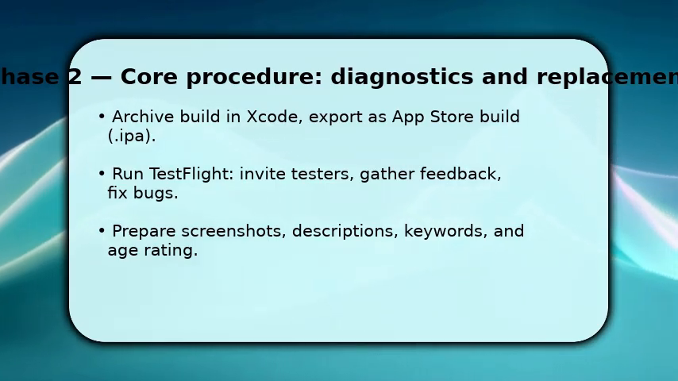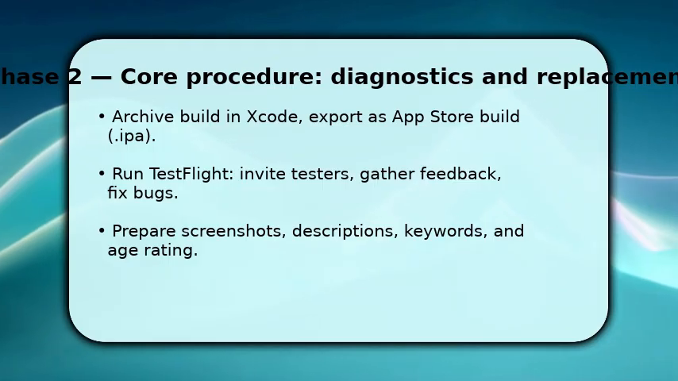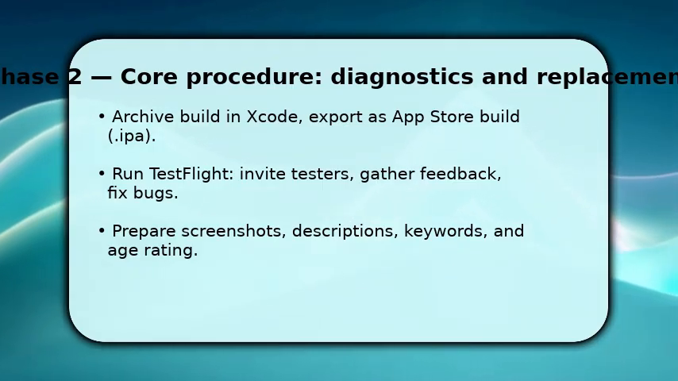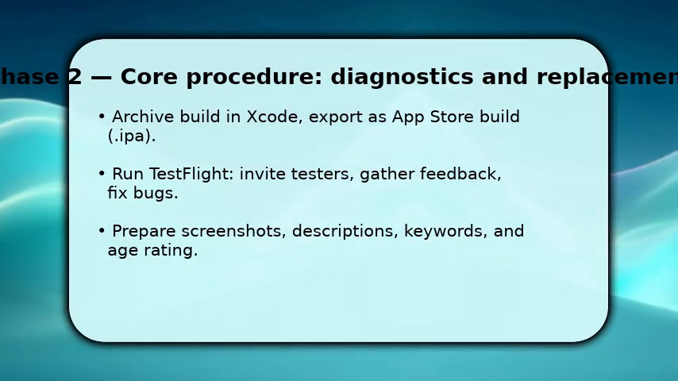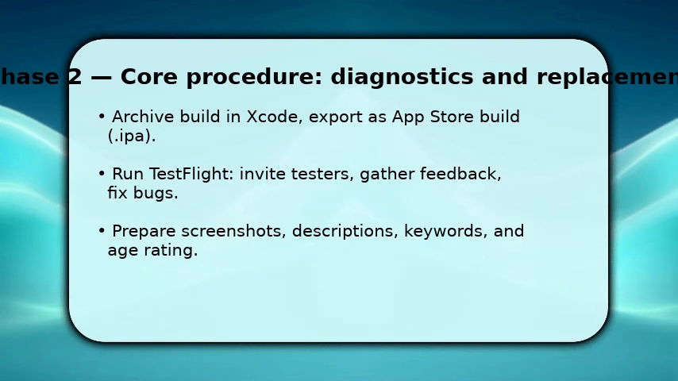Meanwhile, prepare your app listing. Optimize screenshots for device sizes, a concise description, relevant keywords, and the correct age rating. These steps improve discoverability and reduce review friction, so take time to polish them.